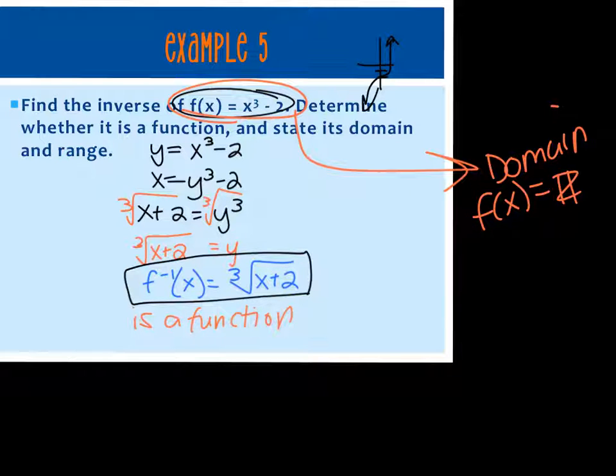Which means the range of my inverse is all real numbers. And then the domain of my f negative 1 of x equals the cube root of x plus 2 would be what? All real numbers.